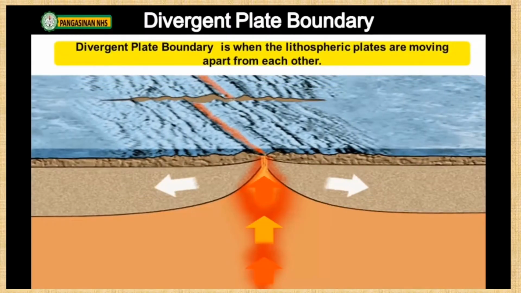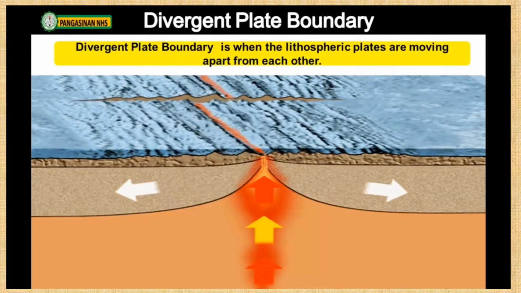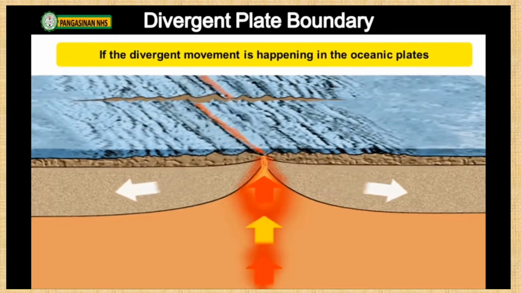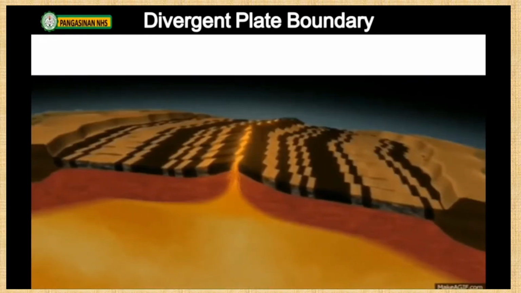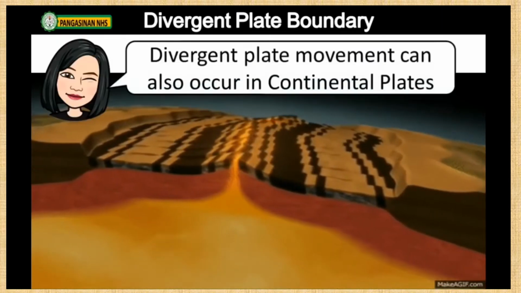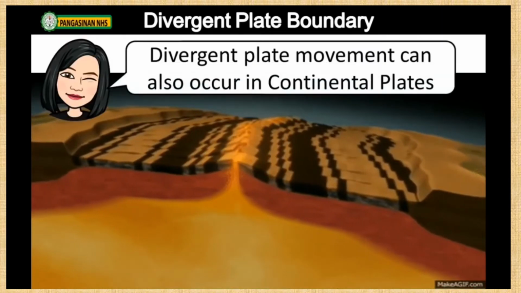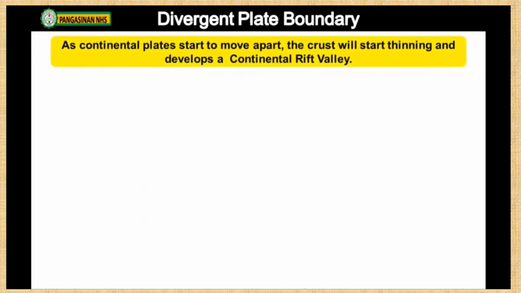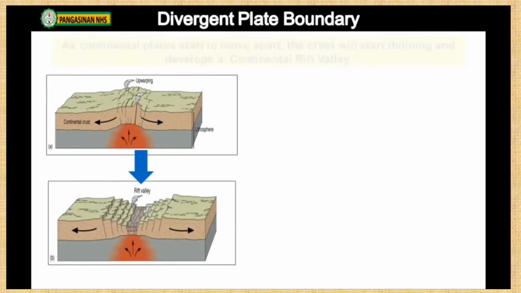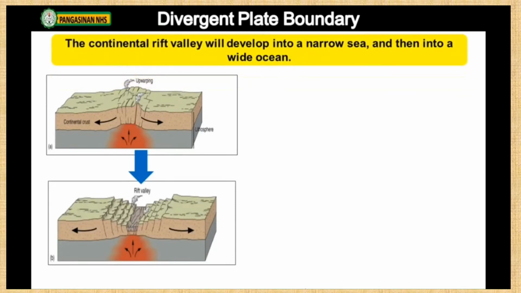Divergent plate boundary is when the lithospheric plates are moving apart from each other. If the divergent movement is happening in the oceanic plates, it can lead to the formation of the oceanic ridge and rift valley. Divergent plate movement can also occur in continental plates. As continental plates start to move apart, the crust will start thinning and develops a continental rift valley. The continental rift valley will develop into a narrow sea and then into a widened ocean.